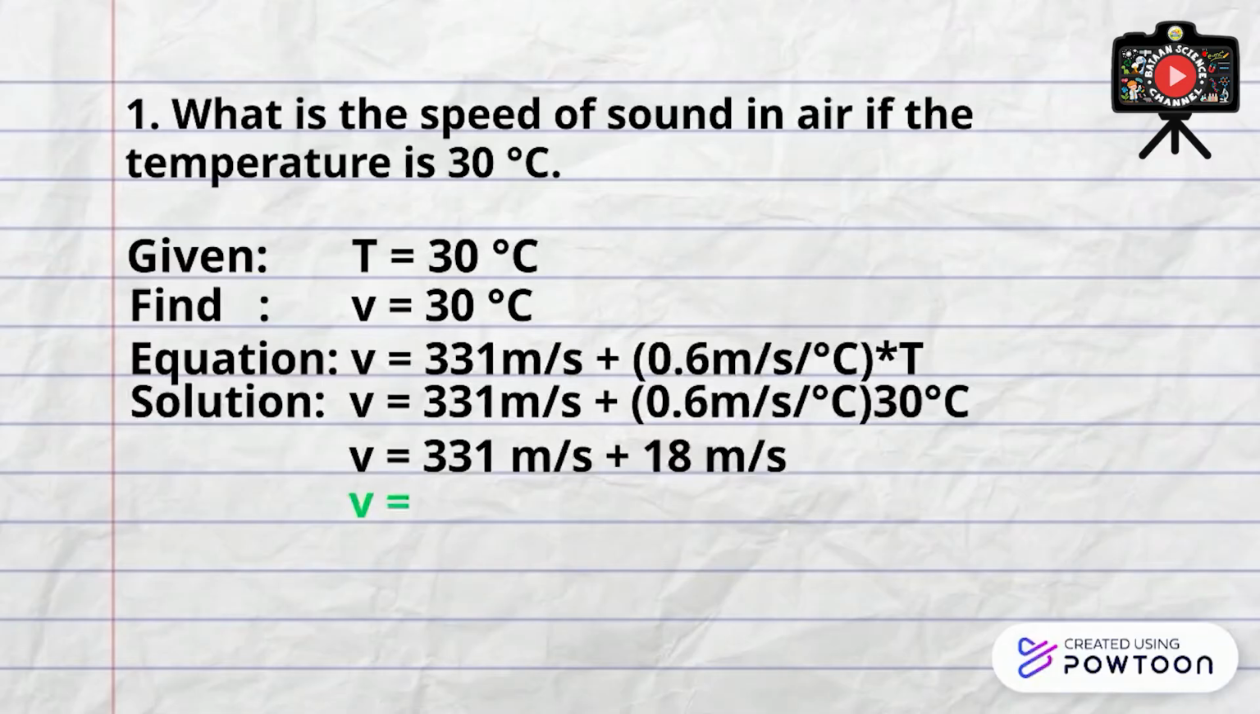So let us bring down 331 meter per second, then multiply yung 0.6 meter per second sa 30 degrees Celsius. So take note na kailangan natin i-cancel yung same unit. So we have 0.6 meter per second times 30 is equal to 18 meter per second. So we have 331 meter per second plus 18 meter per second is equal to 349 meter per second. So, the speed of sound in air at 30 degrees Celsius is 349 meter per second.